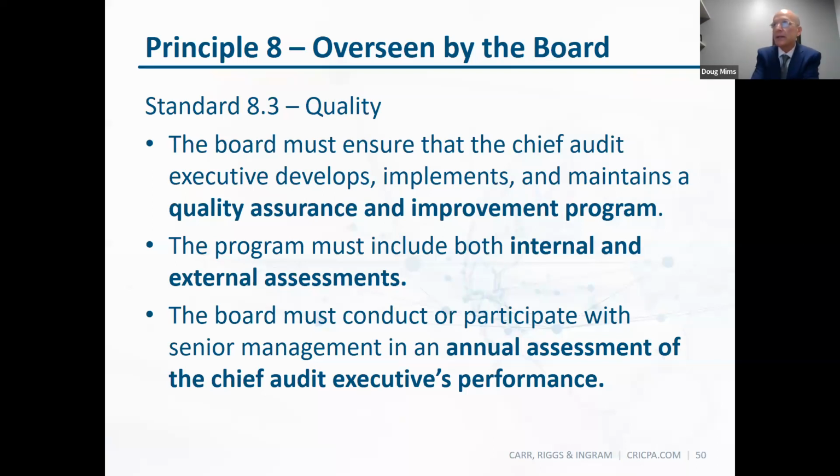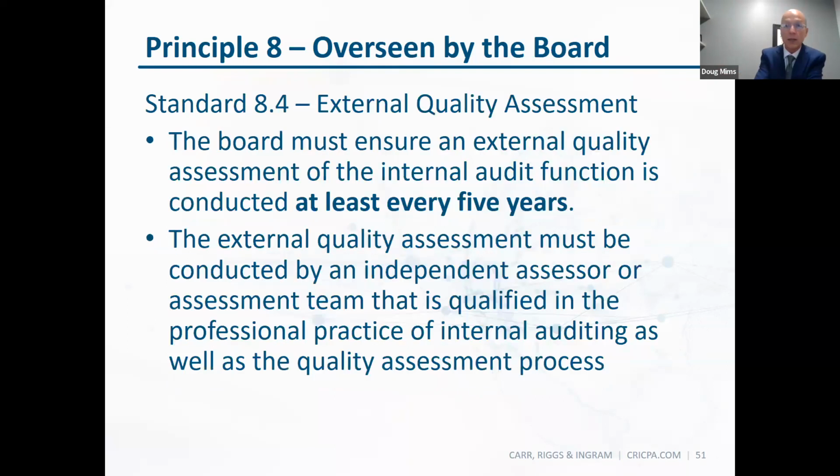Standard 8.3 is quality. So the board is charged with making sure that there is an appropriate quality assurance and improvement program. So that's in a CPA firm, that's quality control. The board's responsible for making sure the internal audit function has an appropriate quality assurance and improvement program. The program must include both internal and external assessments of the function. And the board must conduct or participate with senior management in an annual assessment of the CAE's performance. So those are things that the board is responsible for under the standard as it relates to the internal audit function and quality. Standard 8.4, external quality assessment. You have to have one at least every 5 years.